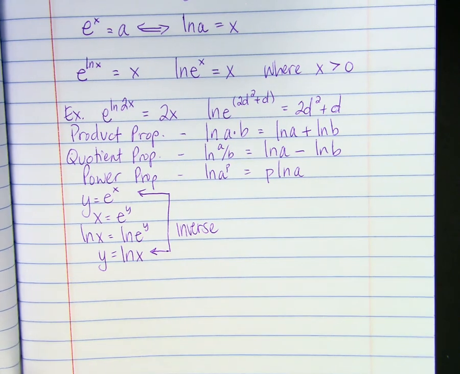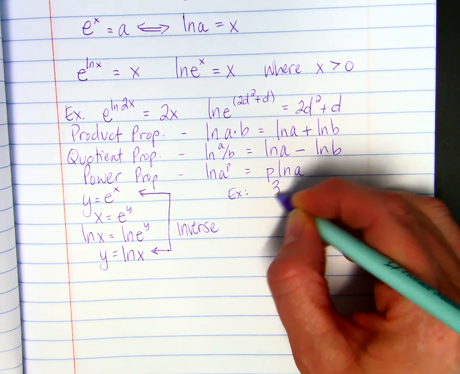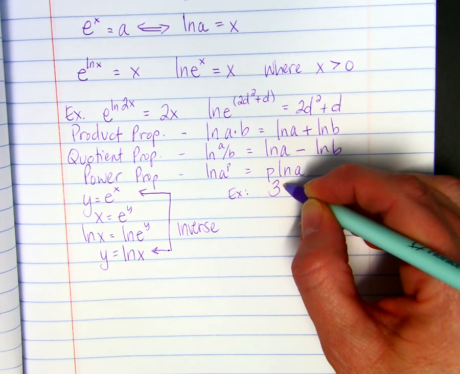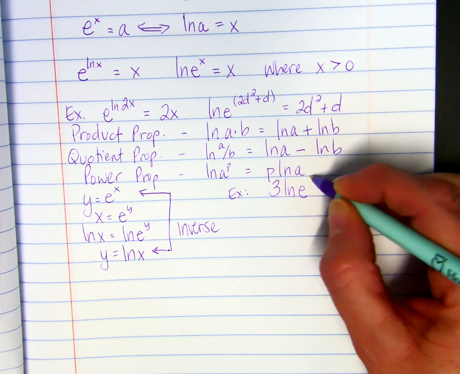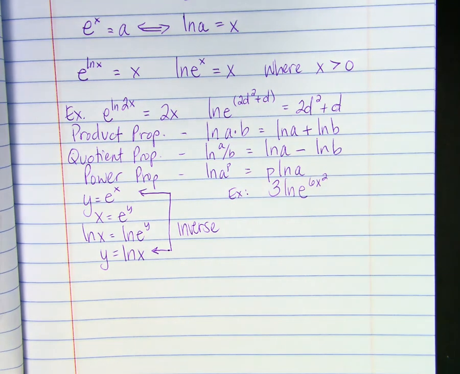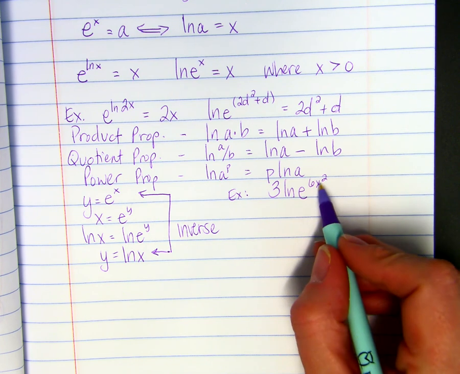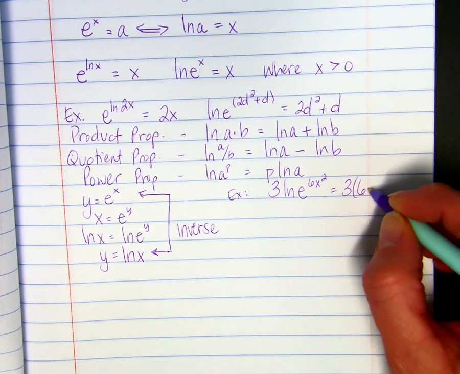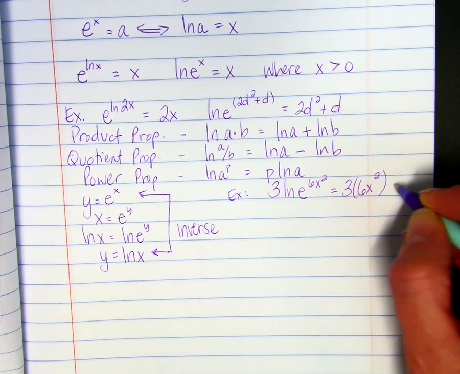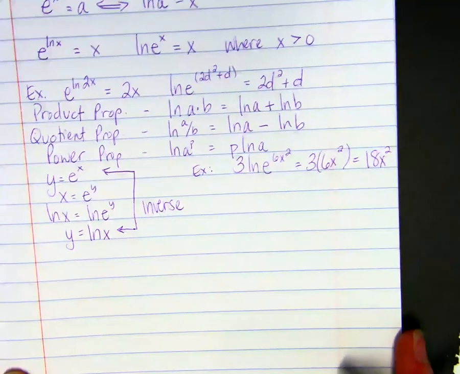So an example of a problem we might do using logs is 3 natural log e to the 6x squared. Now, natural log of e raised to this power is just the power because these cancel out here. So we have 3 times 6x squared, and that's going to give us 18x squared.